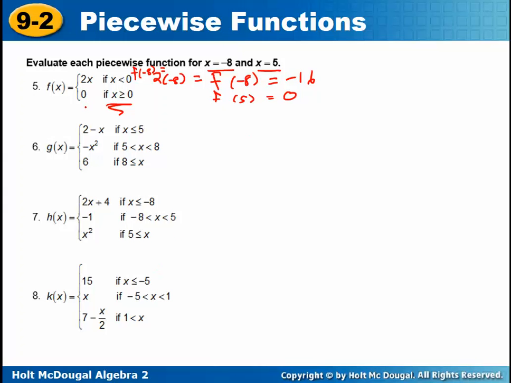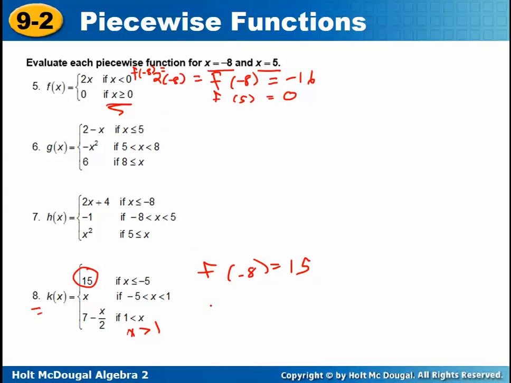Let's look at number 8. In number 8, we have k of x equals 15 if x is less than or equal to negative 5, k of x equals x if it's between negative 5 and 1, and it equals 7 minus x squared if x is greater than 1. They wrote 1 is less than x. It makes more sense to say x is greater than 1. So x equals negative 8 is going to fit with this part. So we'd write f of negative 8 equals 15. That's all you have to write. It's a constant, so you just write it down.